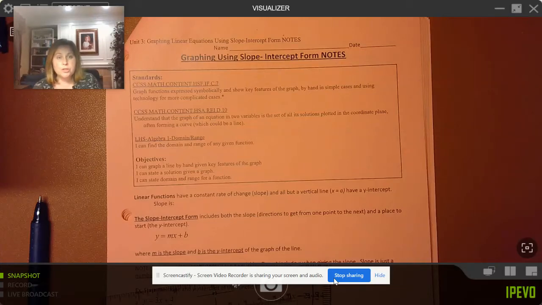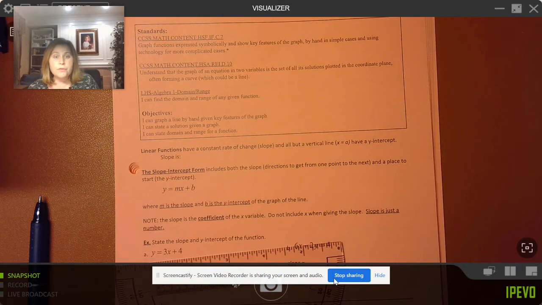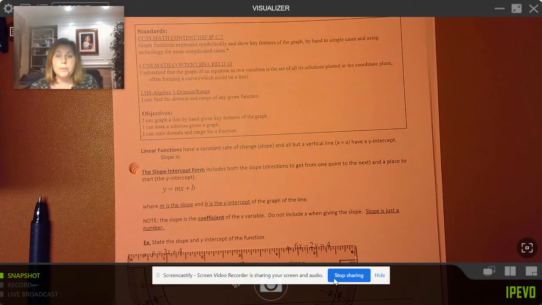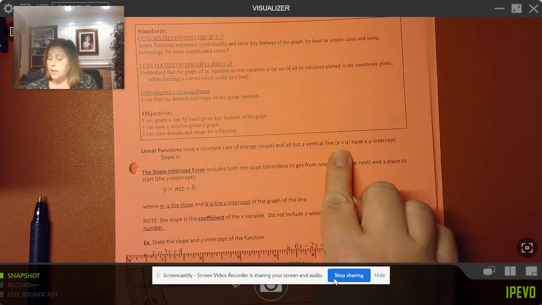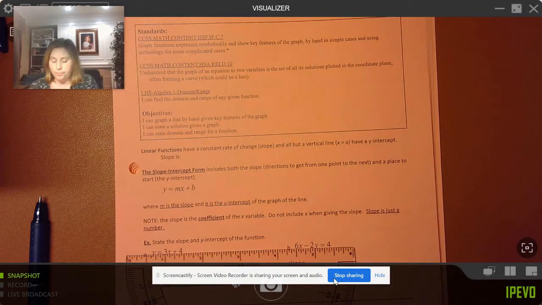Graphing using slope-intercept form. Our learning targets today are that we will be able to graph a line by hand given key features of the graph, to state a solution of a given graph, and to state the domain and range for a function. So linear functions are functions that have a constant rate of change or slope, and all but a vertical line, this is when we have just x is equal to a constant, have a y-intercept.